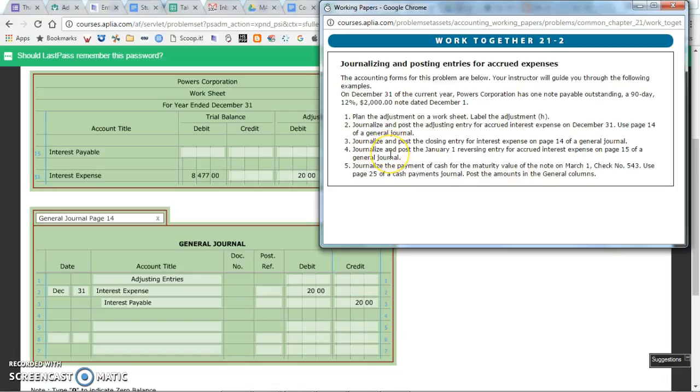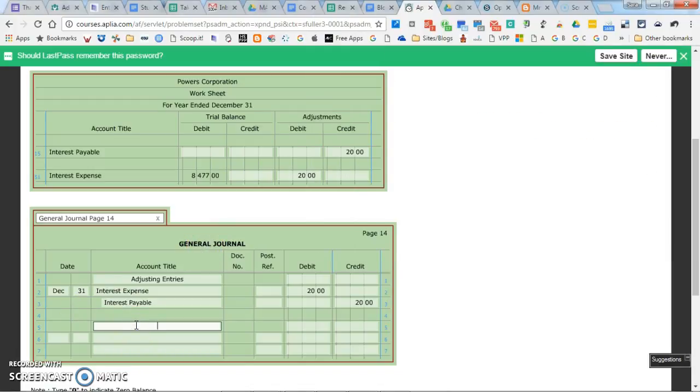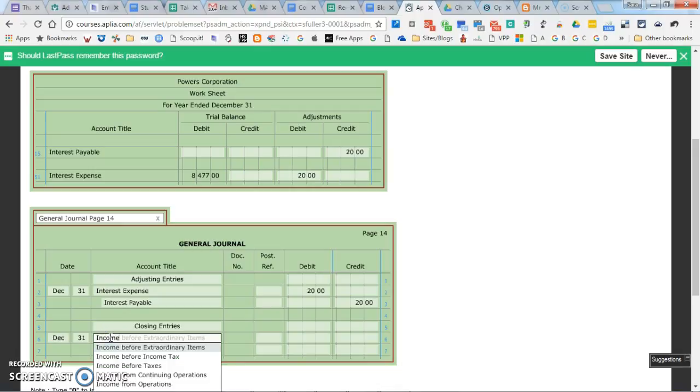Journalize and post the closing entry for interest expense on page 14. Okay, so we're going to label that closing. Our date is the 31st again. And so income summary will be our debit account, $8,497. Our next one, our credit is interest expense, credit of $8,497.